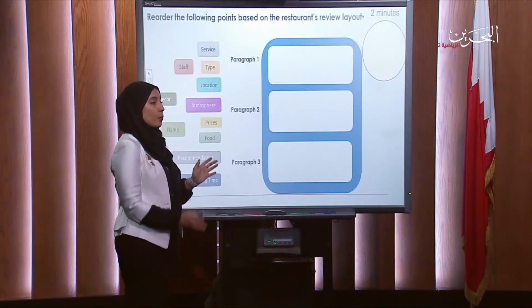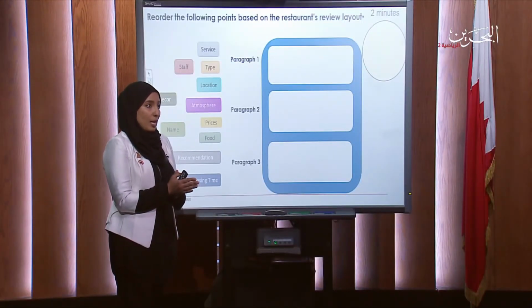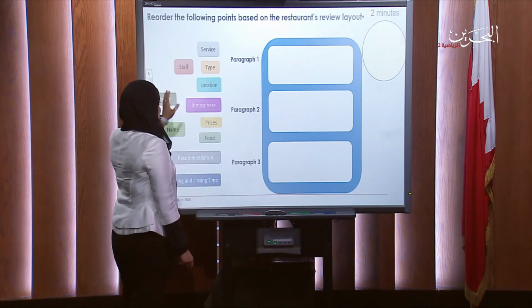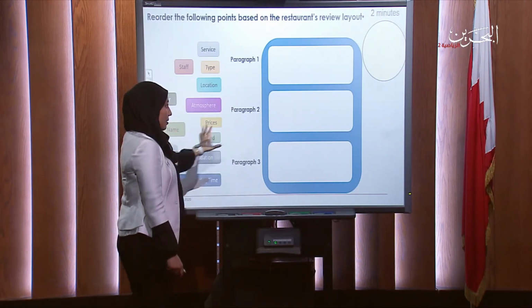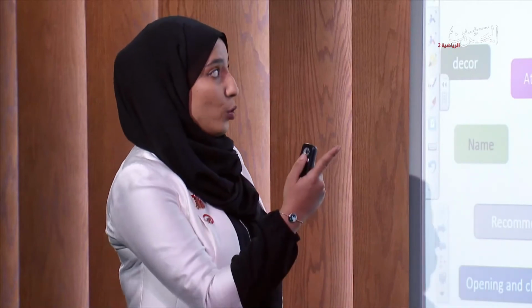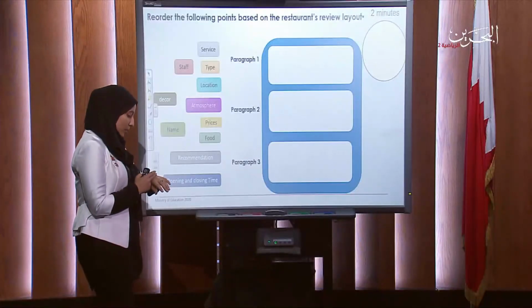Now, after we mentioned the points, I want you to take your piece of paper and reorder them. So I want you to actually draw this sheet and reorder these points based on the paragraphs. In your opinion, how should it be distributed? You have 2 minutes to do that. The time starts now.